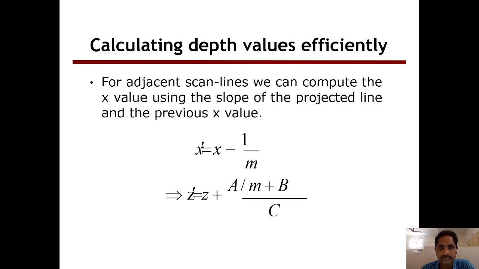That is, minus a of x plus 1 minus b y minus d by c, which equals z minus a by c. For adjacent scan lines, we can compute the x value using the slope of the projector line. So when you use the slope of the projector line, the previous x value is x dash equal to x minus 1 by m, that is z dash equal to z plus a by m plus b by c.